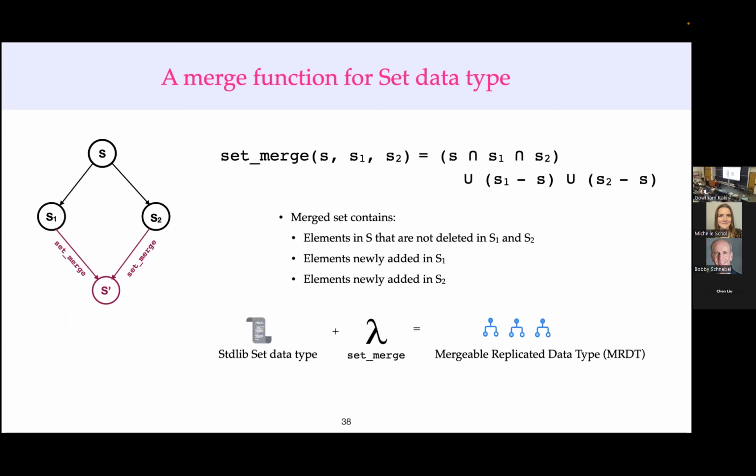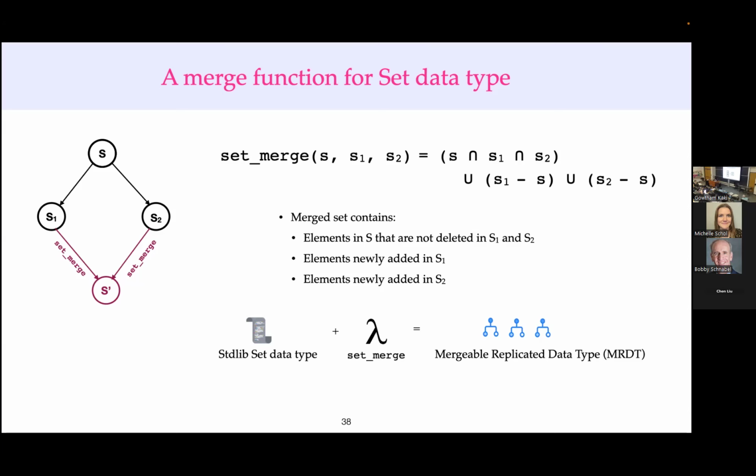So if we take the standard library implementation of a set data type and extend it with the merge function, we get what we call a set mergeable replicated data type, which is essentially a data type which you can use as a distributed data type. It is replicated, and because you've defined a merge function, you can use merge repeatedly to converge to a single state eventually. So that's the key idea behind mergeable replicated data types.